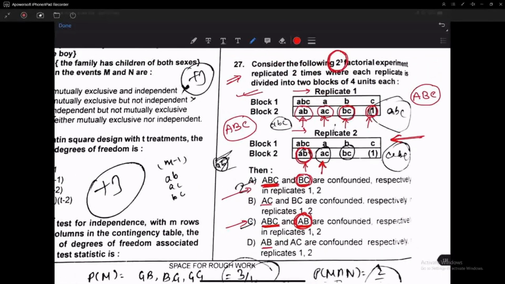As AB and AC cannot be confounded in either replicate, ABC is confounded in both the replicates. So you can see that ABC is confounded in both the replicates. So that's why the question is wrong.